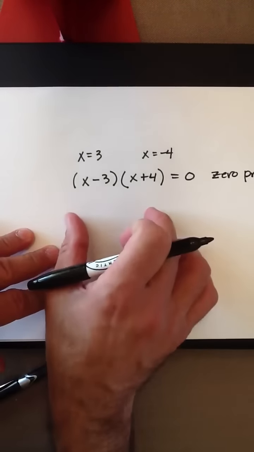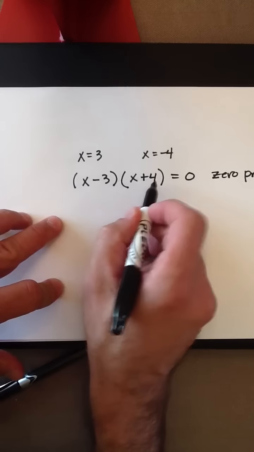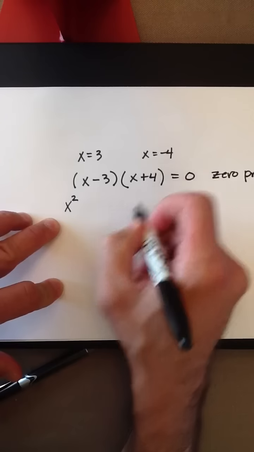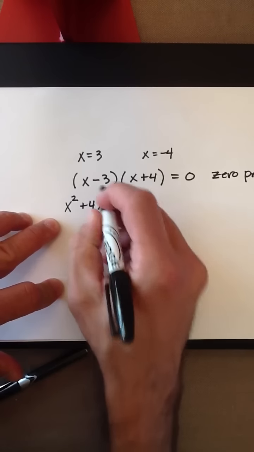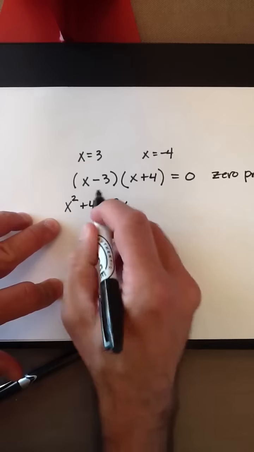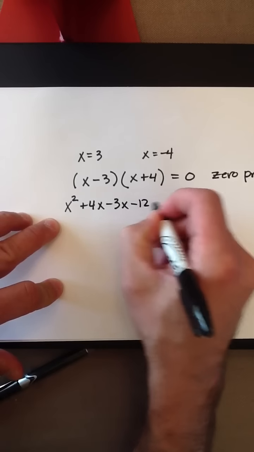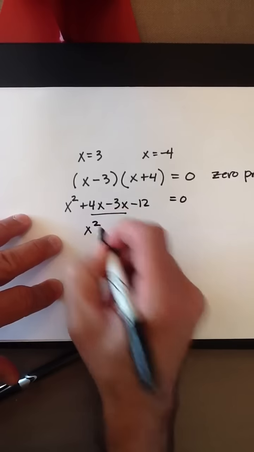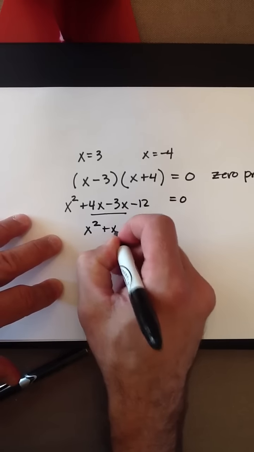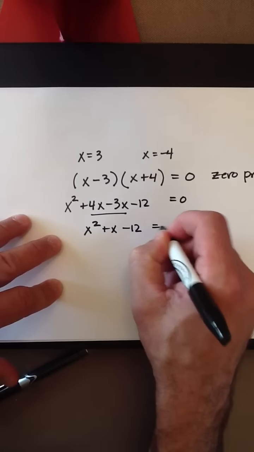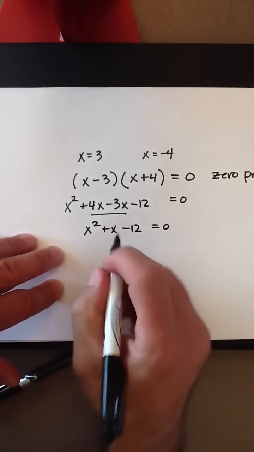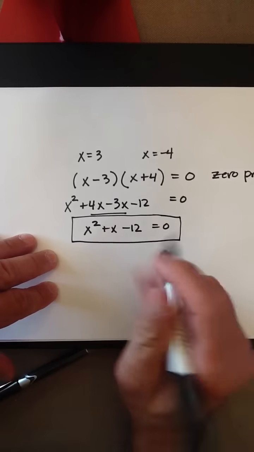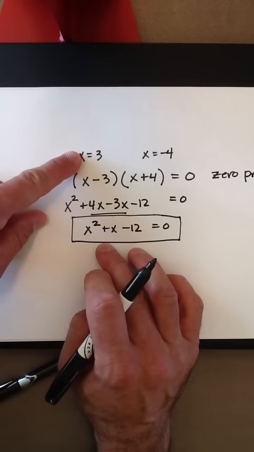Once you figure that out, you pretty much got the answer. It's just a matter of foiling this and you've got it. So let's go ahead and FOIL this, or multiply it out. And you get x squared outside plus 4x inside minus 3x, two last ones, minus 12 is equal to 0. Add your like terms, and you get x squared plus x minus 12 is equal to 0. And that is your quadratic equation, or one of the quadratic equations that produced those two solutions.